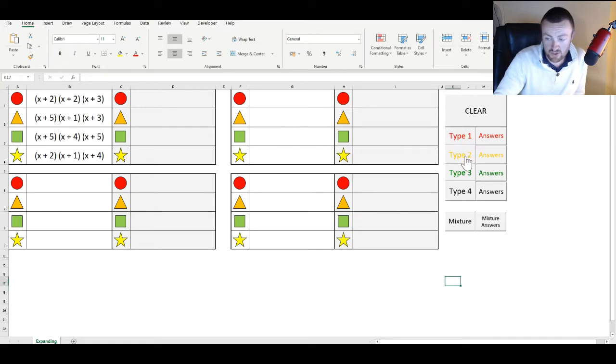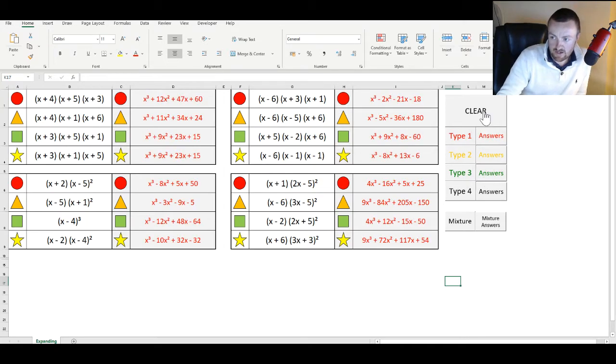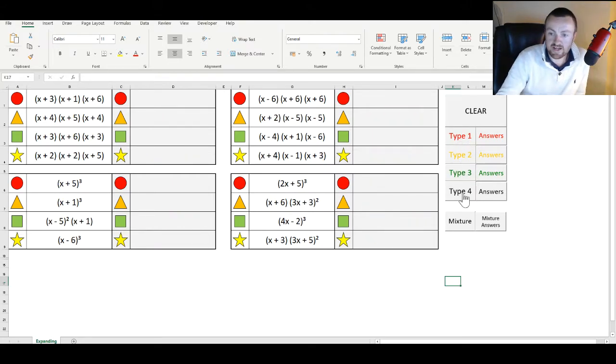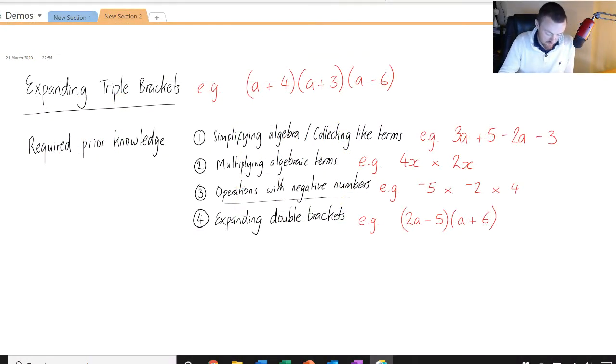I've made one of these question generators where type 1 are the easiest, and they go all the way up to type 4, which are the slightly more tricky ones. For each of them, you can get some answers, and then you can generate some new questions. I'll attach that file to the video, or a link or something, so you've got access to it as well. Okay, so let's go to the examples.